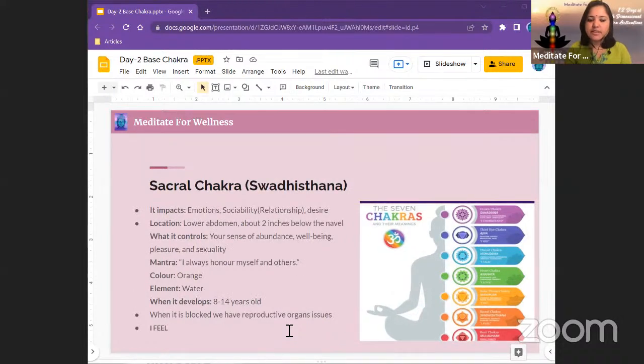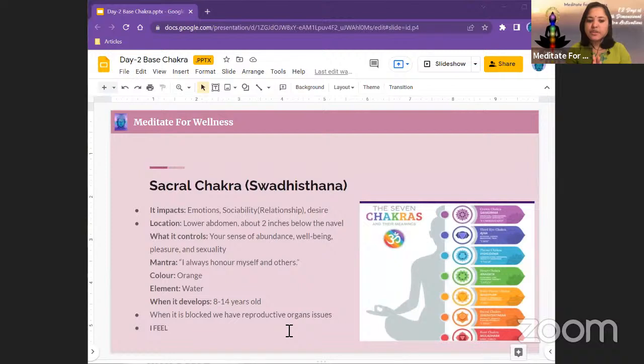So the second one is the Sacral Chakra, which is 2 inches below the navel, and it impacts our emotions, our sociability, relationship issues, what we face due to a block in this chakra. We struggle to fulfill our desire. So the location is 2 inches below, and it controls the sense of abundance and well-being, pleasure, and sexuality. It gets affected when this chakra has a block.